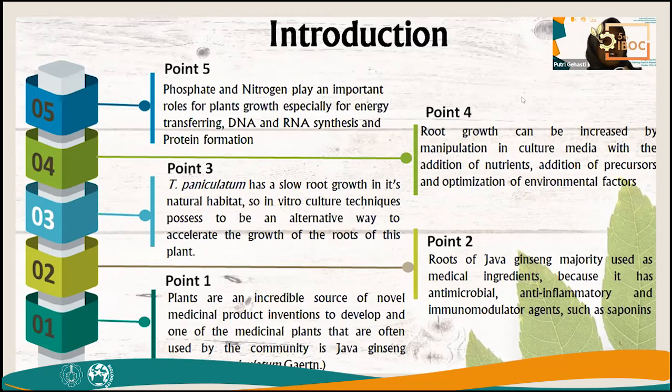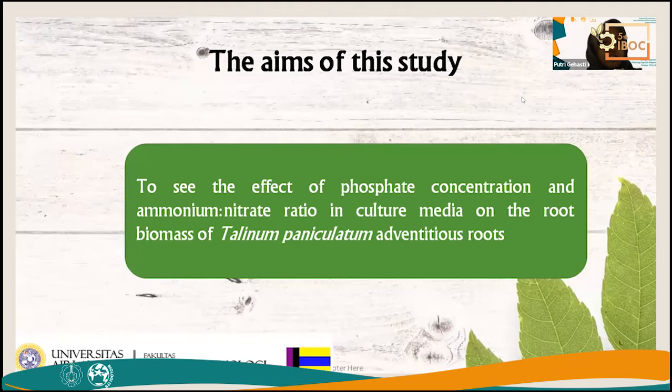So we need a new technique for increasing the root biomass of Talinum paniculatum. In vitro culture techniques pose an alternative way to accelerate the growth of the roots of this plant. Root growth can be increased by manipulating culture media with the addition of nutrients, addition of precursors, and optimization of environmental factors. So in this research, we add some concentrations of phosphate and nitrogen. Phosphate and nitrogen play important roles for plant growth, especially for energy transfer, DNA and RNA synthesis, and protein formation. So the aim of this study is to see the effect of phosphate concentration and ammonium nitrate ratio in culture media on the root biomass of Talinum paniculatum adventitious roots.